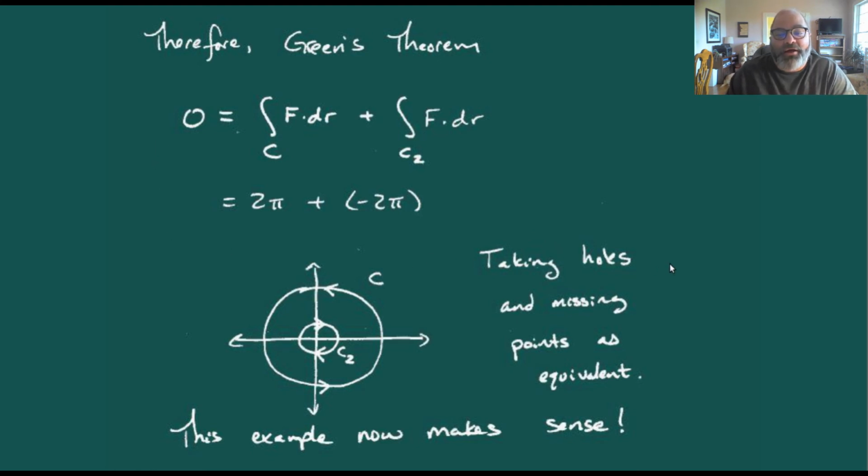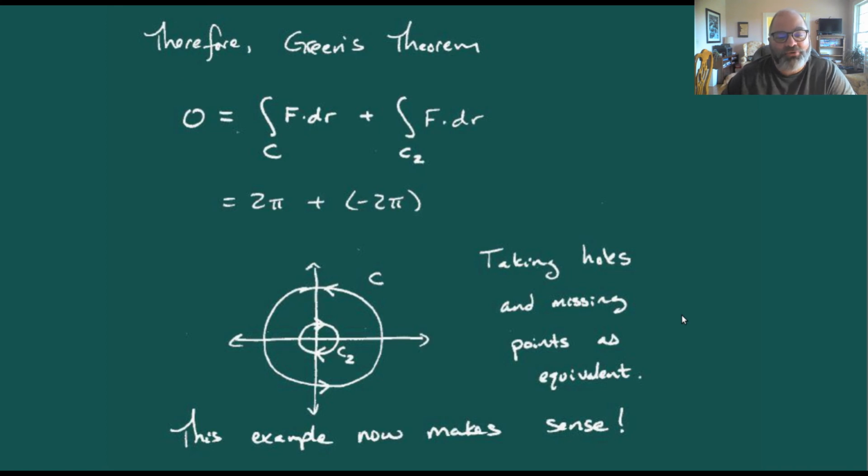And so, taking holes and points as being equivalent, this example now makes sense. Contracting things down to points, in our original example, we didn't actually have all the boundary that we had. The hole actually gives us a second part of our boundary that messes things up a little bit when we start doing these things with conservative fields.